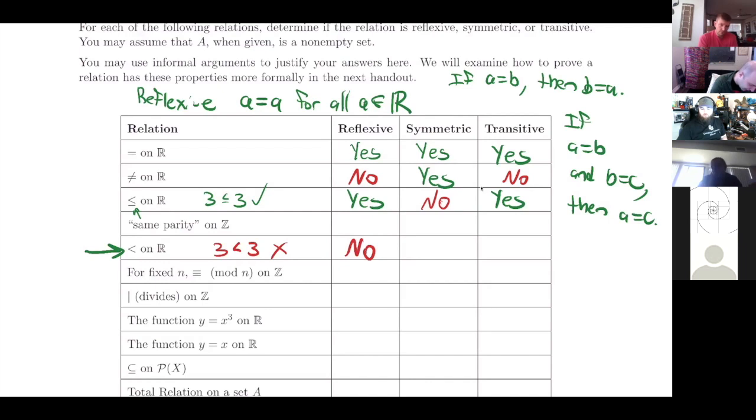It would not affect this property. If A is less than B and B is less than C, then it is going to follow that A is less than C, and it still is not going to be transitive. Okay, any questions?